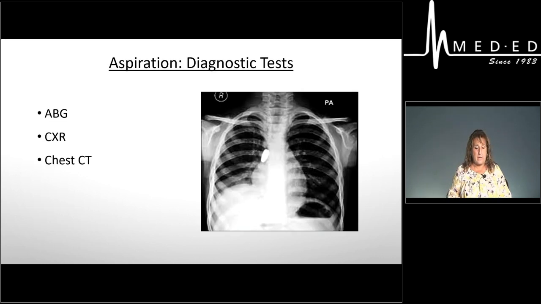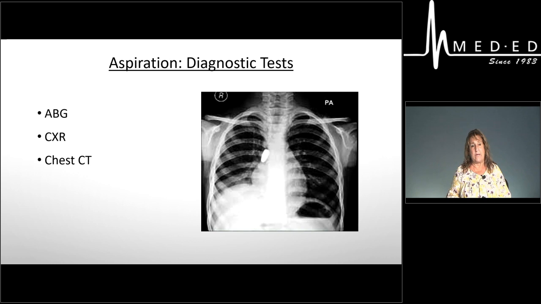Some other diagnostic tests that we might use to help with aspiration are blood gases. So in blood gases, if somebody's aspirated, they might appear hypoxic on the blood gas. So their PaO2 levels might be lower than expected. The chest x-ray might be done, and a chest CT might also be done.